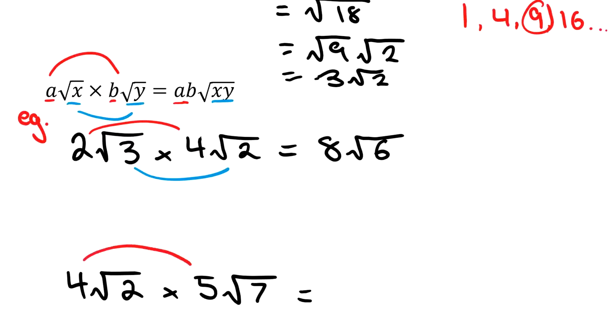We do the same thing for the next one. We've got 4 times 5, and we've got 2 times 7. You don't need to draw the arrows. I just think it's a good tool to show that we're making sure we're multiplying the correct things by each other. So 4 times 5 is 20, and then 2 times 7 is 14.